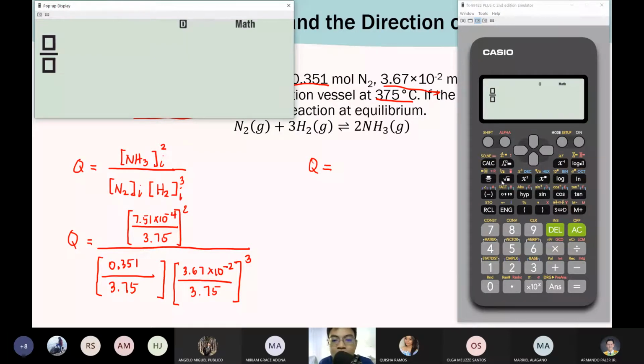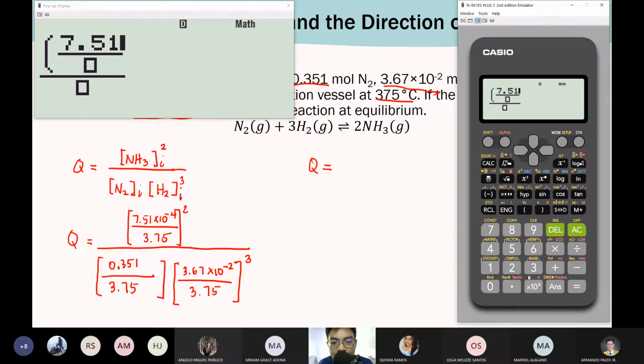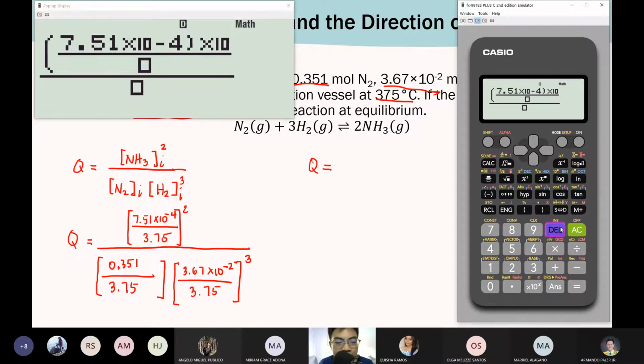Okay. So, in the numerator, I'll create parenthesis, then fraction. So, that will be 7.51 times 10 raised to negative 4. So again, when dealing with an exponential, you press this na lang, ha? Yun, times 10 raised to x. Okay, because if you press that, all you need to write after is just the exponent. And so 7.51 times 10 raised to negative 4 divided by 3.75. Oopsie. And then close parenthesis, square.